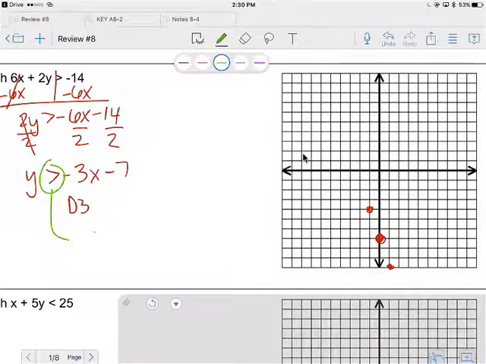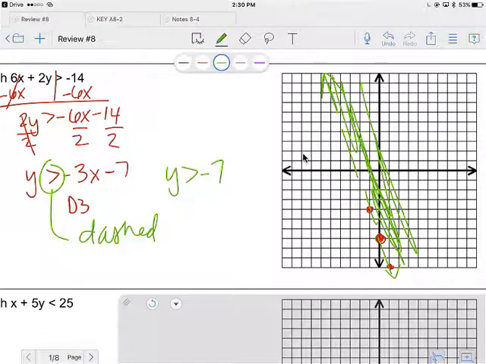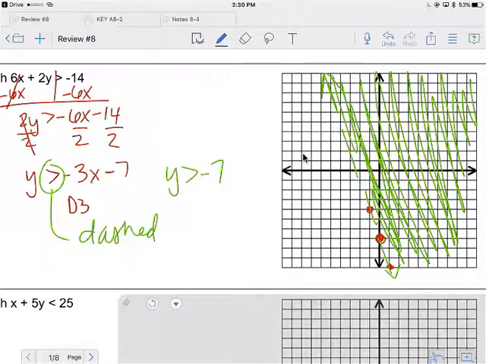My inequality tells me that I'm going to have a dashed line because there's no line under the inequality. And y is greater than negative 7. Greater than negative 7 goes up. Anything bigger than negative 7, so anything like 0 or a whole number, would be greater than negative 7, so my shading goes above the line.